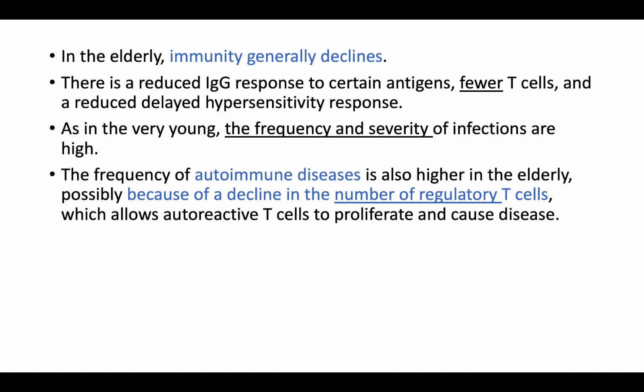In the elderly, immunity usually declines, with a reduced IgG response against antigens and fewer T cells. In the very young, the frequency of severe infections may be high. If you remember, when you were 7, 9, or 10 years old, you had severe infections, but now that you're older, they are less severe. Autoimmune disease, of course, is higher in the elderly, cancer is higher, and infections are higher, because of the decline of regulatory T cells and all the immune players.